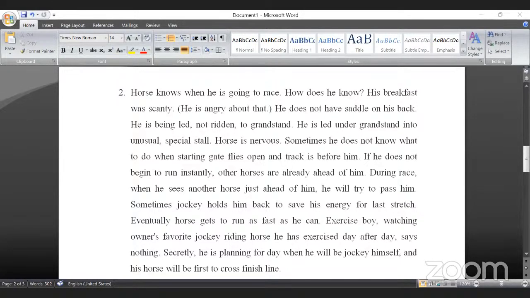Then next: he's being led, not ridden, to the grandstand. To the grandstand.